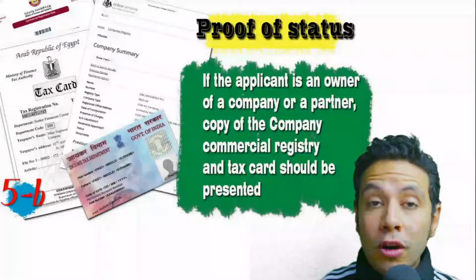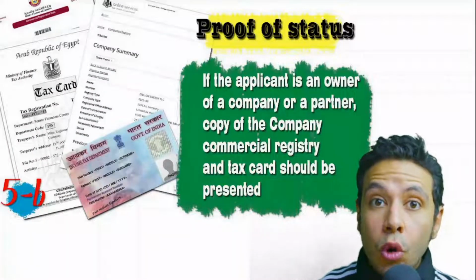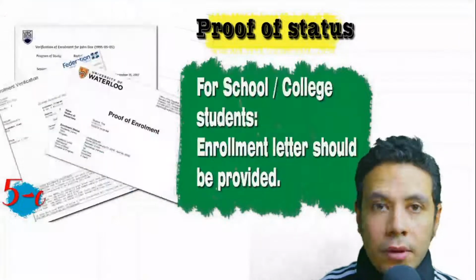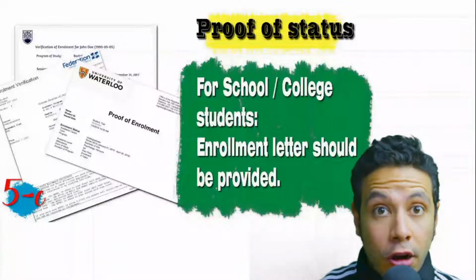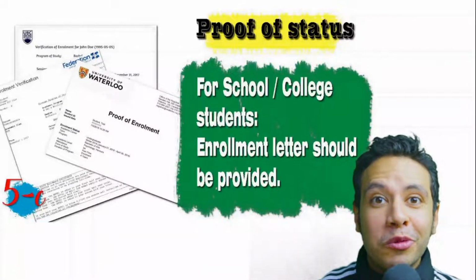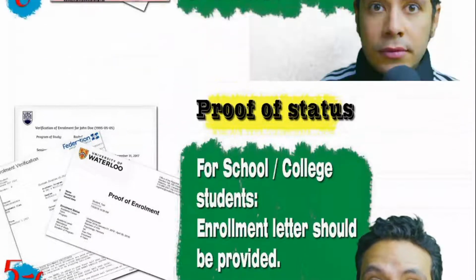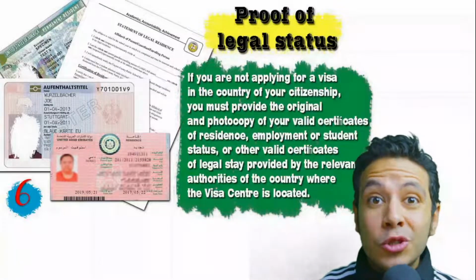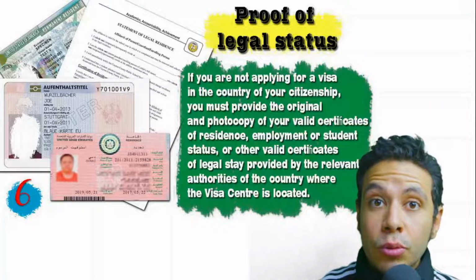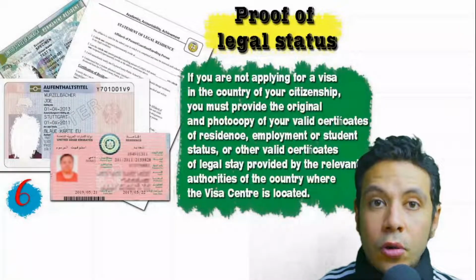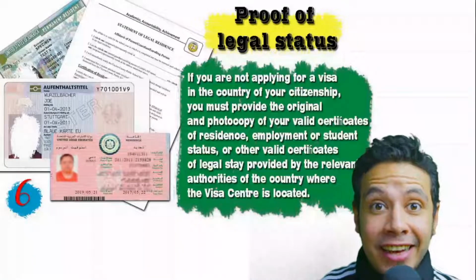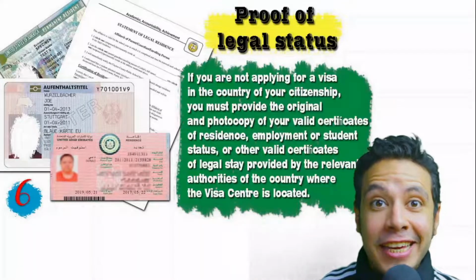But in case you are the owner of the company or you run your own business, then your commercial registry and your tax card must be presented. But if you are a student in a school or a college, an enrollment letter should be provided from your university or your school. In some certain cases, you might be applying from a country different than your own country. At that moment, you will need to provide a proof of a legal status, which is a certificate of legal residence in this country. And in some cases, a valid residence visa for this country can be also accepted.